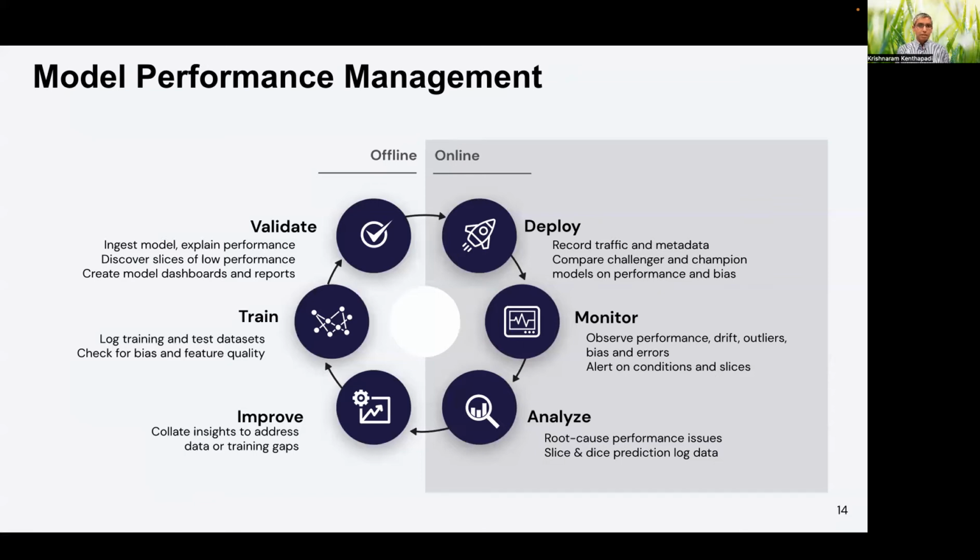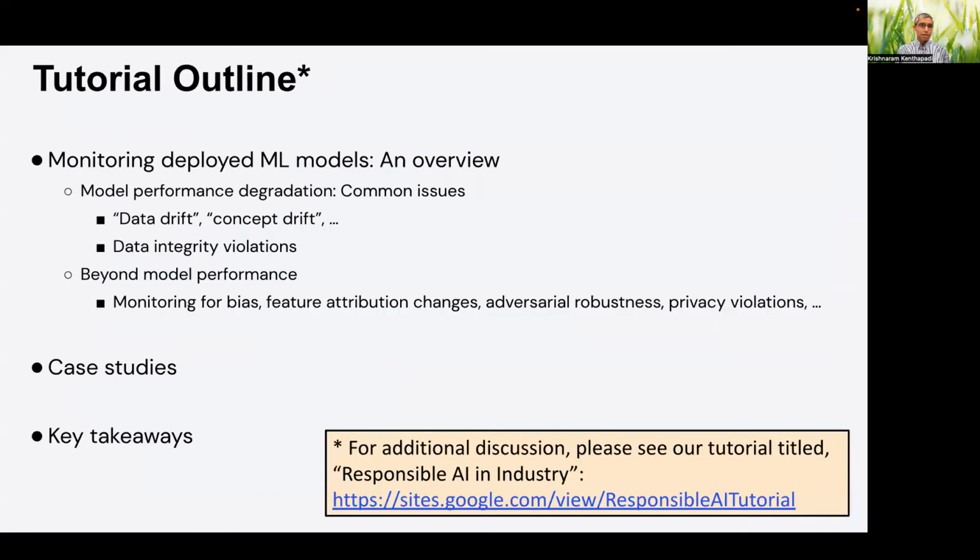With this introduction, in the rest of the tutorial, we will be briefly covering 3 dimensions. First, we will describe what are the nuances or an overview of monitoring deployed machine learning models. We will categorize that into 2 parts. The first part will focus on model performance degradation and the common issues underlying such degradation. The second part would focus on what are the things to worry about beyond just model performance itself.